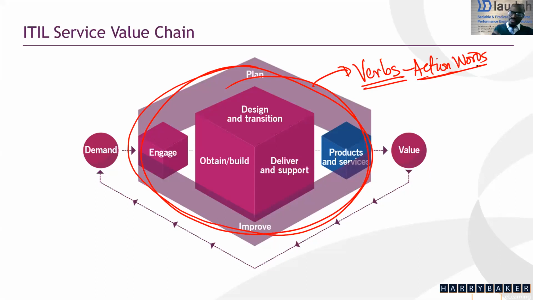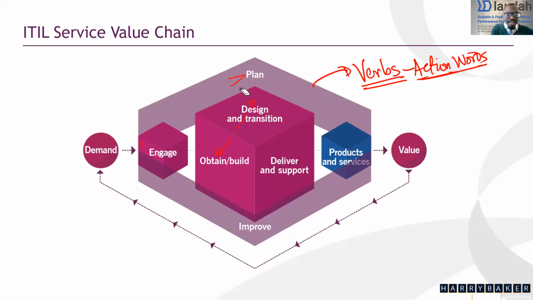Now, what's the first activity here? Just notice on this diagram. We do not have any arrow between engage and plan, or between plan and design or obtain. So there are no arrows here. They do not exist. Because all of these can happen in parallel. All of these activities can happen at the same time. And we can start from any of them, or we can start with any of them.